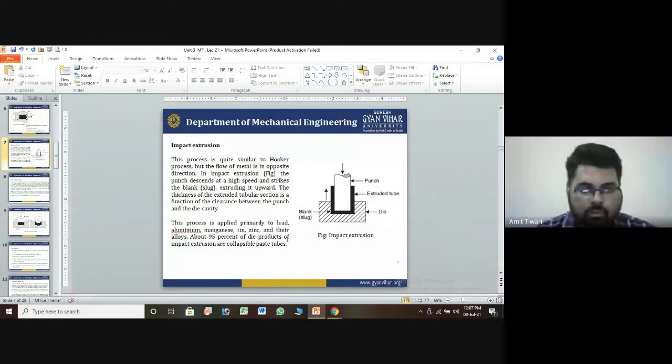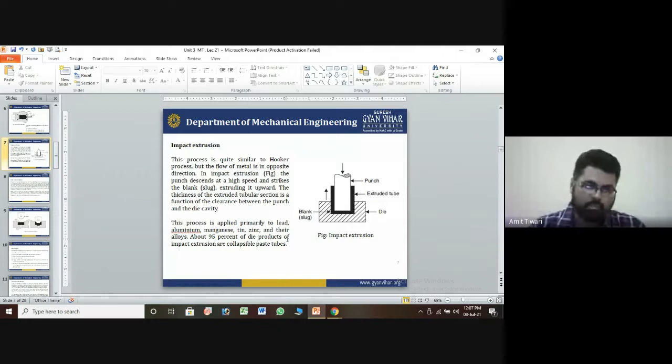This process is quite similar to the Hooker process, but the flow of metal is in the upward direction. The punch strikes the slug at high speed, applying the maximum force. This process can be applied to lead, aluminum, magnesium, and the like. These are some fundamentals that apply to the parts of our material, and these are the subsections.